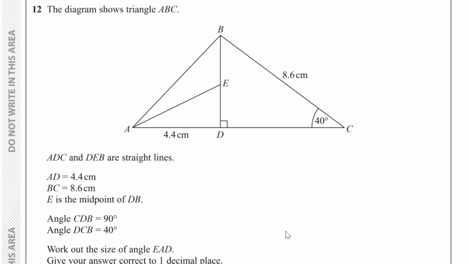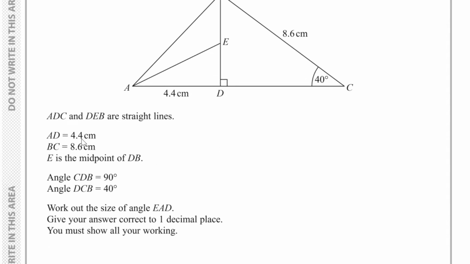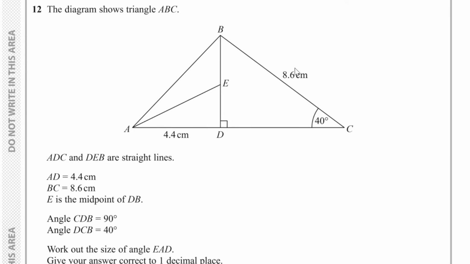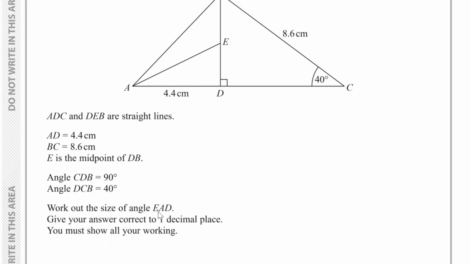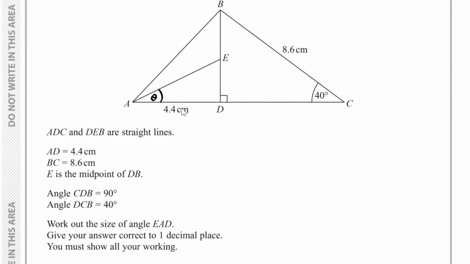Question number 12. We've got this diagram which shows a triangle ABC, and ADC and DEB are straight lines. AD is equal to 4.4 centimeters and BC is equal to 8.6 centimeters, and those are shown in the diagram. E is the midpoint of DB, and the angle CDB, that's 90 as shown here, and the angle DCB, that's 40 degrees. We have to work out the size of the angle EAD. We'll call this angle over here that we need to work out theta. And we have to give our answer correct to 1 decimal place.